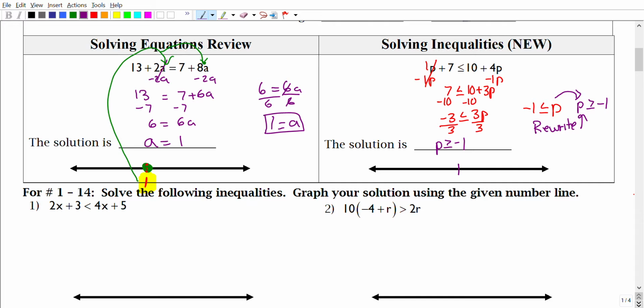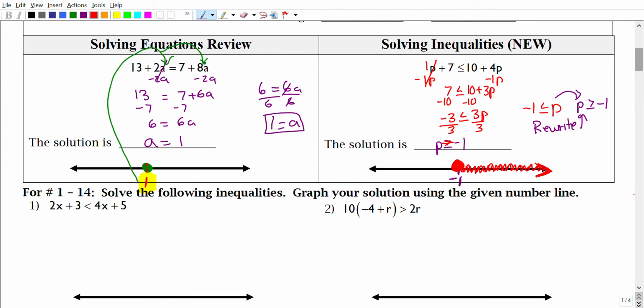So again, negative 1, well, we have to use a closed circle here because we have a greater than or equal to. And again, what are the numbers that are greater than negative 1? Well, those are all the numbers to the right. All the numbers to the right are greater than or equal to. Again, if it helps, use that arrow. This right here looks like an arrow pointing to the right, so I'm going to shade to the right.